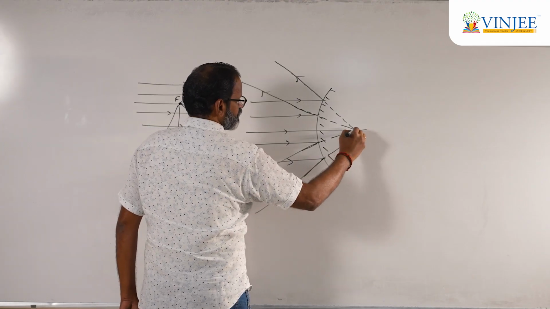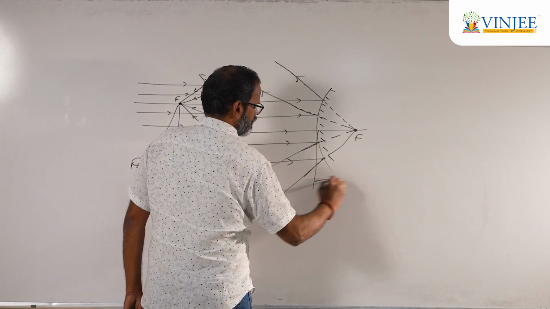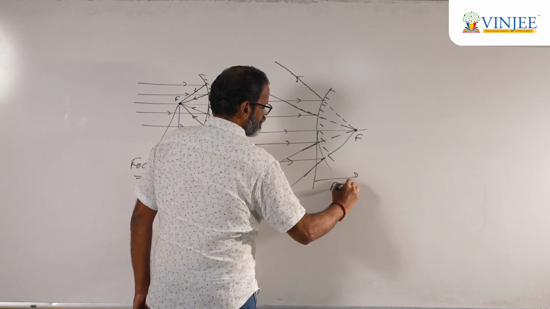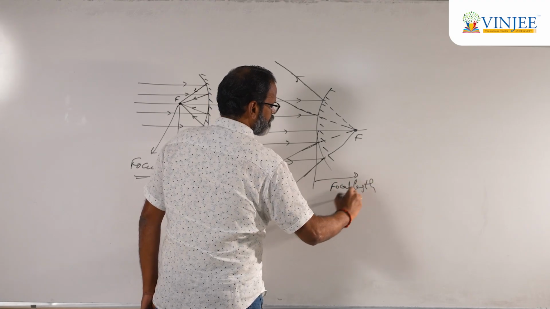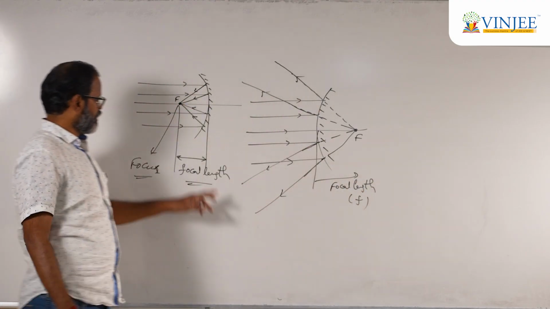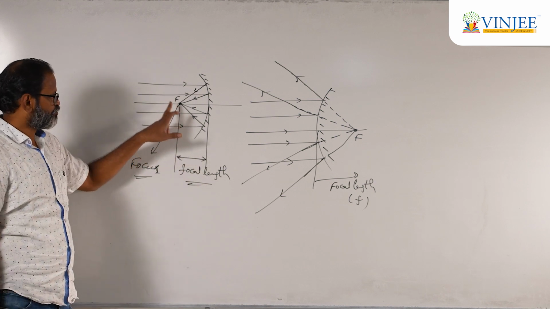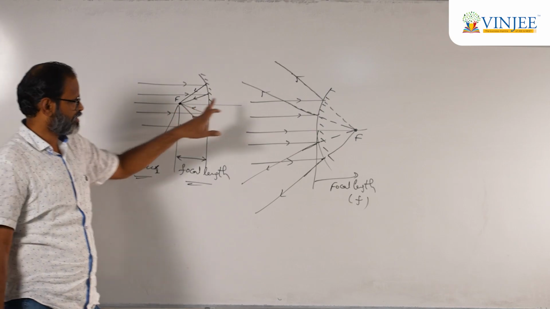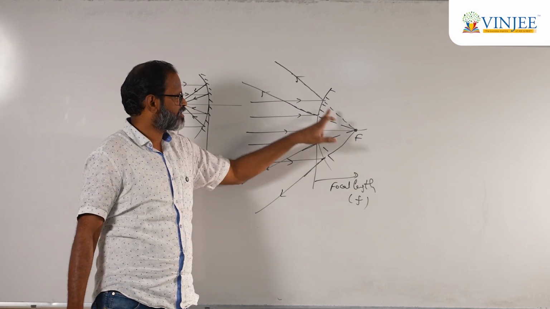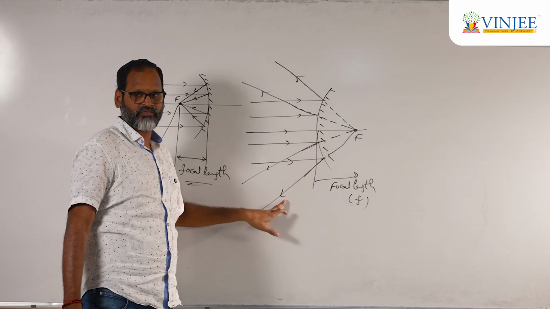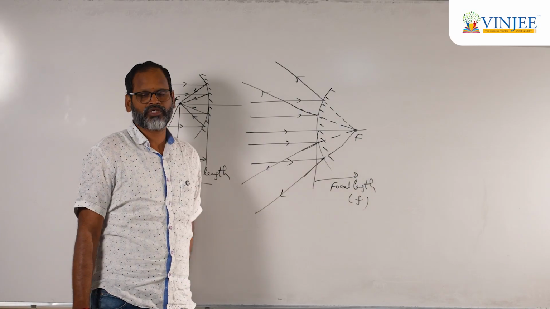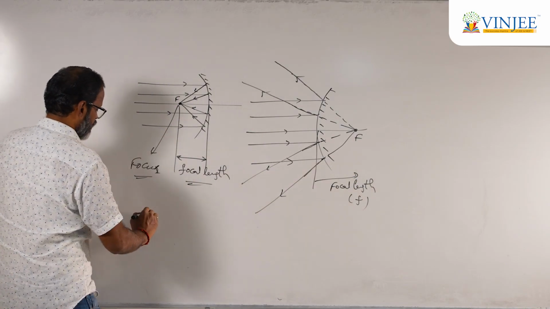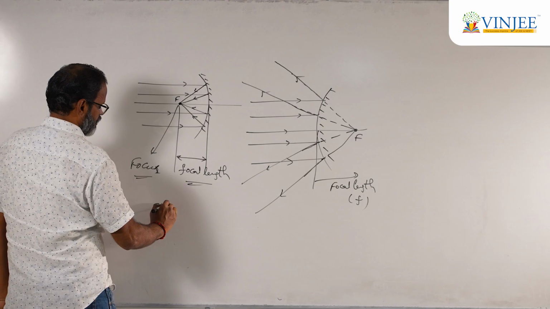So this is called the focus, and this distance is called the focal length. The point at which all the light rays really converge, or the point from which all the light rays appear to diverge, is called the focus of the lens. Now here we are following a certain sign convention.